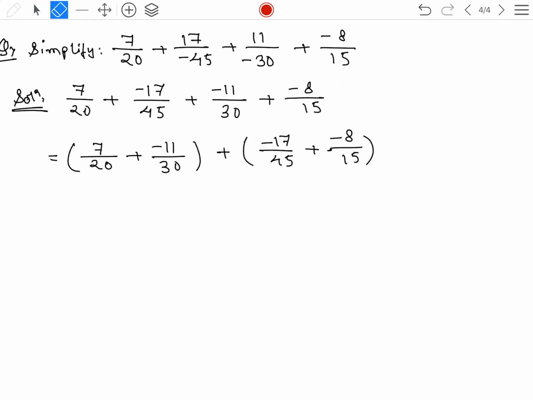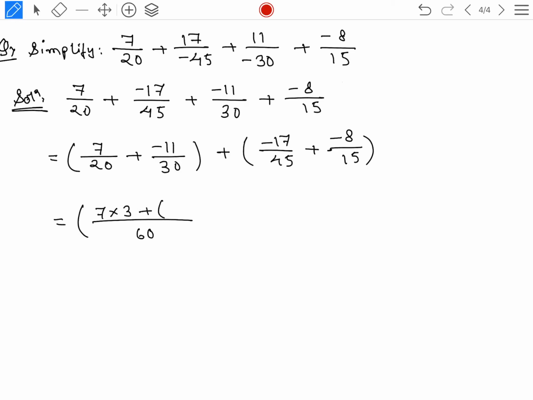Okay, now next step, what will be the LCM of 20 and 30? See, it becomes easy for you if you know how to find out the LCM quickly. 2 and 3 LCM is 6, yes or no? Since 2 and 3 LCM is 6, so 20 and 30 LCM will be 60. You can do it, you will find the LCM is 60. So 20 into 3 equal to 60, yes or no?